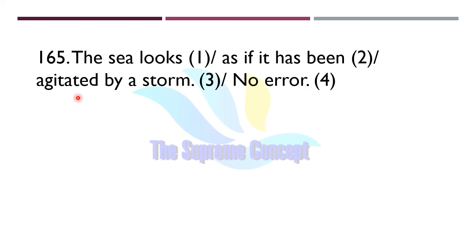Question number 165. The sea looks as if it has been agitated by a storm. So find out where exactly the error lies in the sentence. Just give it a pause and mark your answer. Yes, alright, you're correct. Error lies in part number 2. We will use had been instead of has been. Because to show that a comparison is unreal, we use past tense.